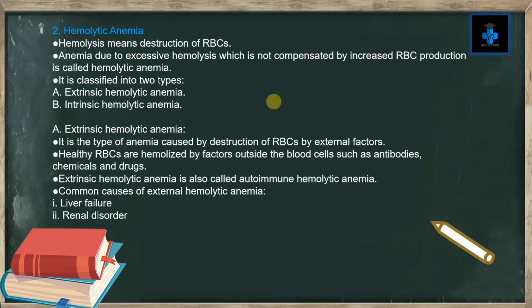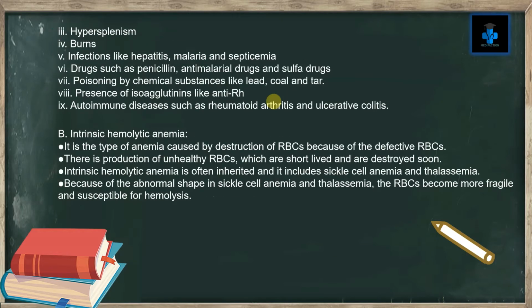Common causes of extrinsic hemolytic anemia are liver failure, renal disorder, hypersplenism, burns, infections like hepatitis, malaria, septicemia, drugs such as penicillin, antimalarial drugs, and sulfa drugs, poisoning by chemical substances like lead, coal, and tar. Also, presence of isoagglutinins like anti-Rh. Also, autoimmune diseases like rheumatoid arthritis and ulcerative colitis.